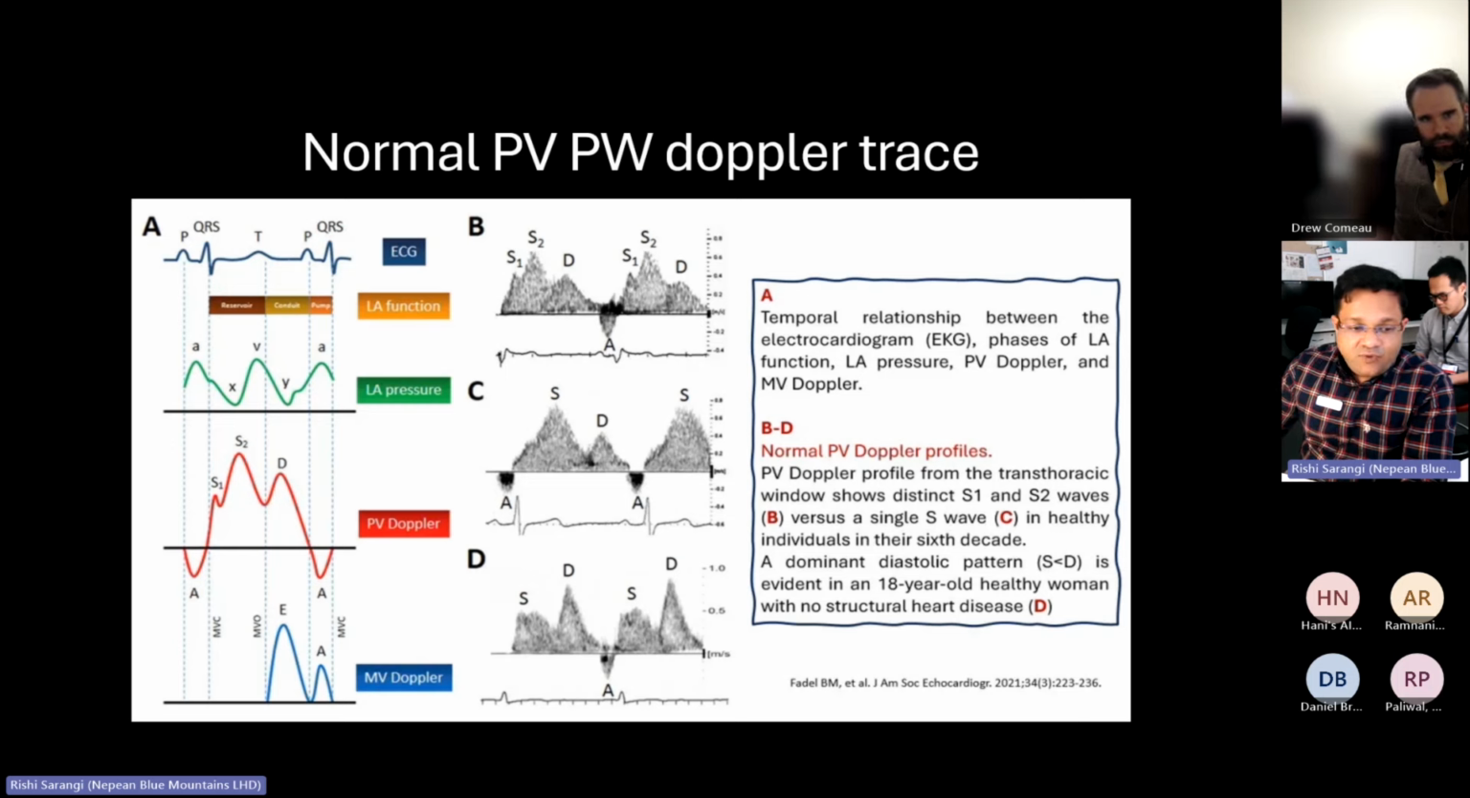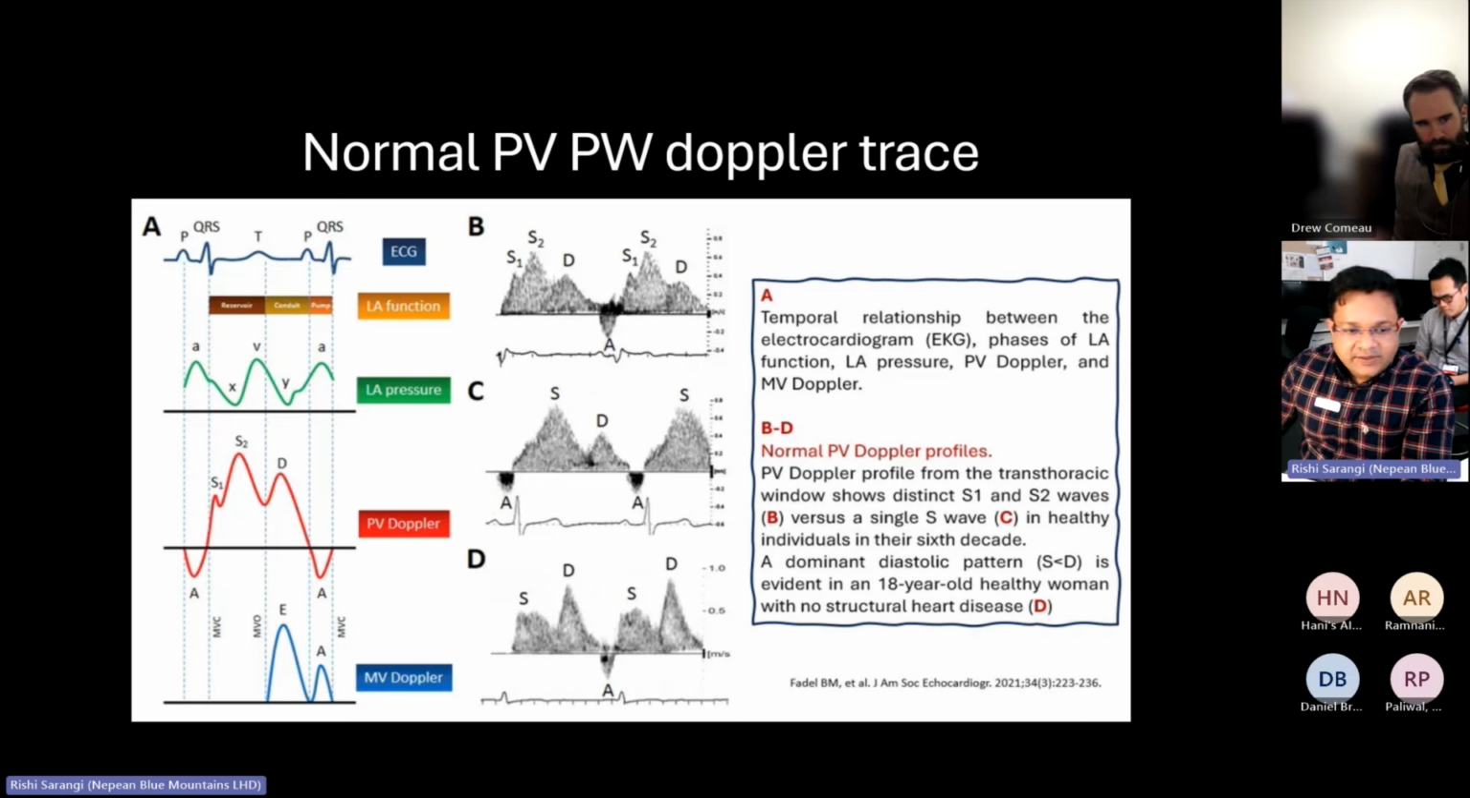The diastolic waveform occurs in the ventricular diastole and hence the D. And in diastole, it corresponds to the mitral inflow velocities, the E and A waveforms. And this corresponds to the conduit function of the left atrium.